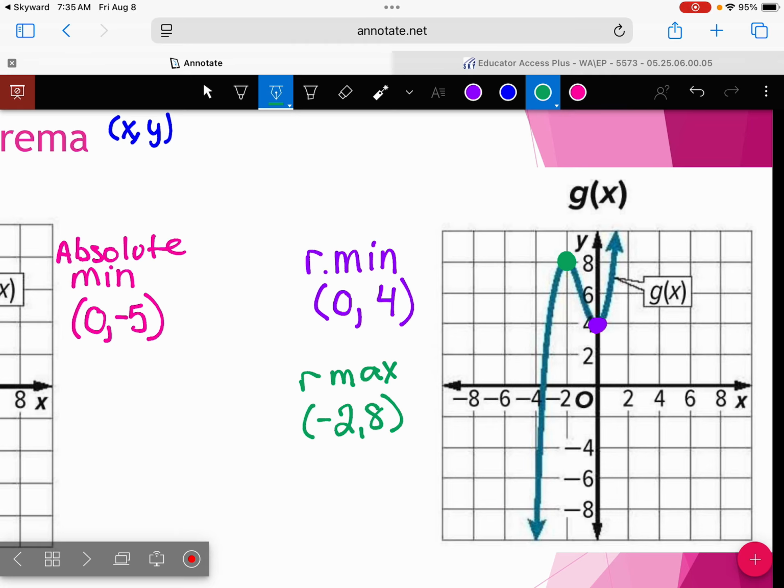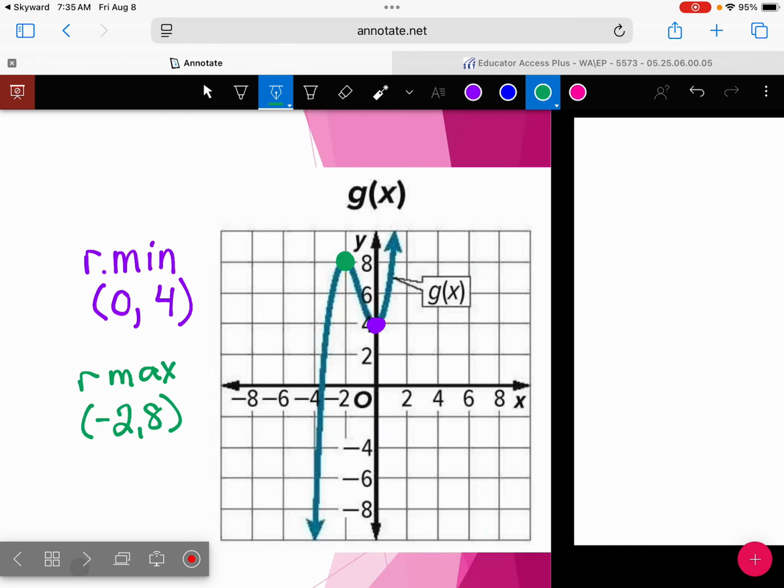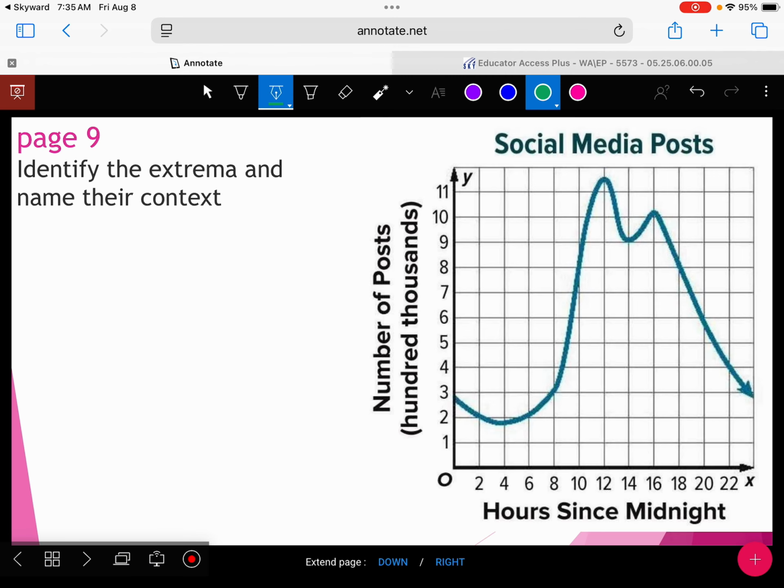Okay. So then we really only have one more graph that we're looking at. It just has many choices for us. So we're going to look at several of these pieces, and we're going to think about them in context as well.